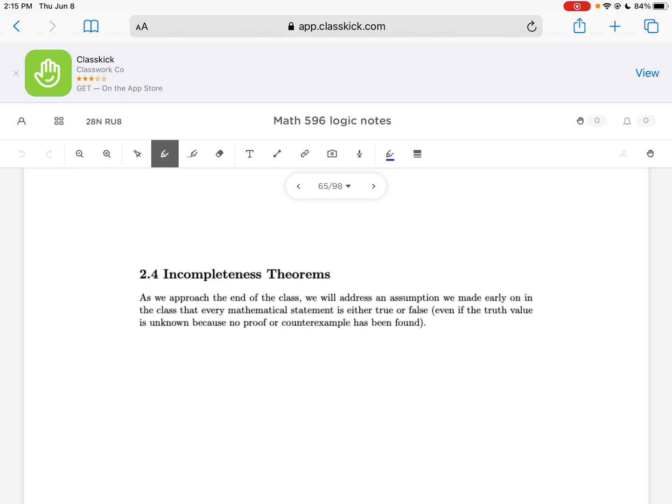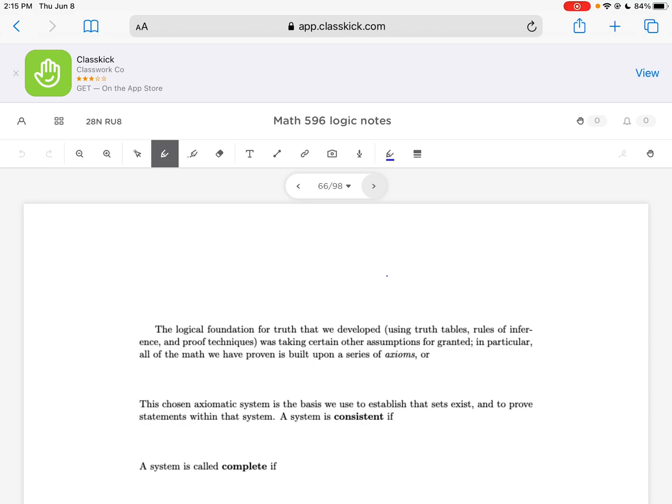Now, one thing that's worth mentioning is the logical foundation that we've been developing throughout the class to help us decide whether something is true or false. This foundation included truth tables, rules of inference, and different proof techniques. While we were developing this, we were taking some other assumptions for granted. In fact, all the math that we do is built upon some series of axioms. And an axiom is just a statement which we collectively agree to be self-evidently true. That's what an axiom is.